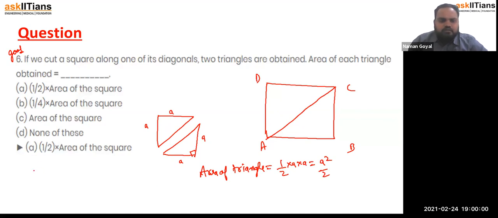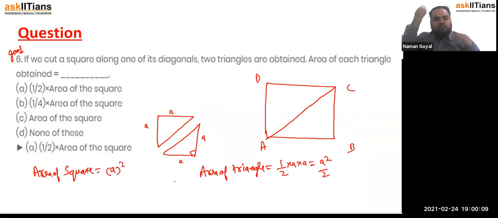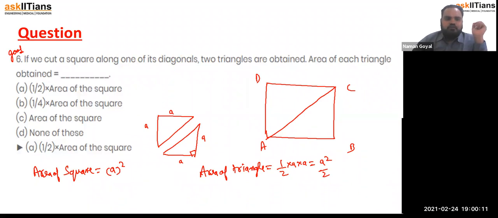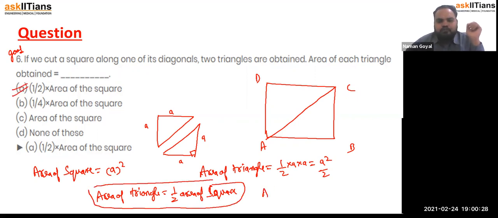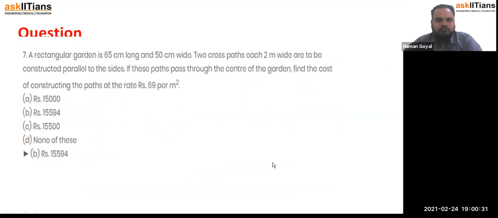And we know that the area of a square is A square. So if you see, the area of the triangle is half of the area of a square. So we can say that the area of the triangle is half of the area of the square. Are you getting my point? This is the answer for this question, half of the area of a square. Option A is correct.